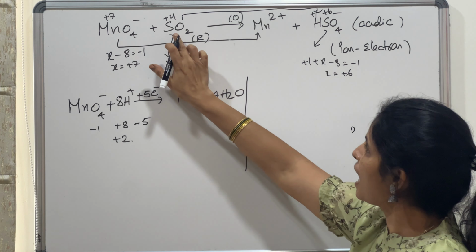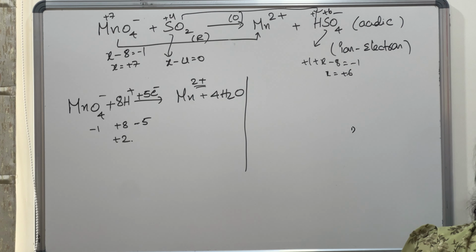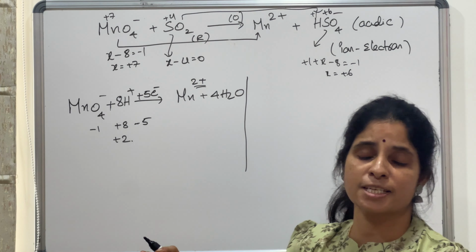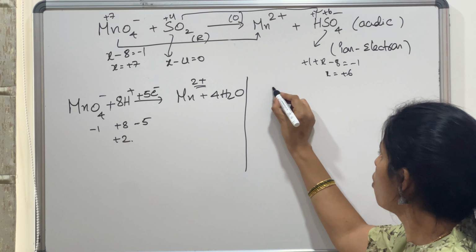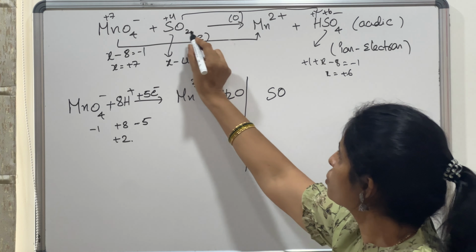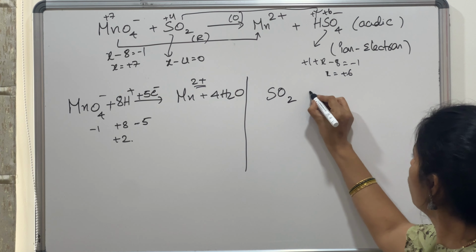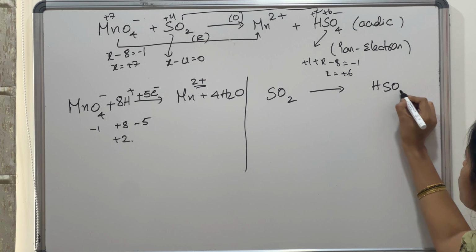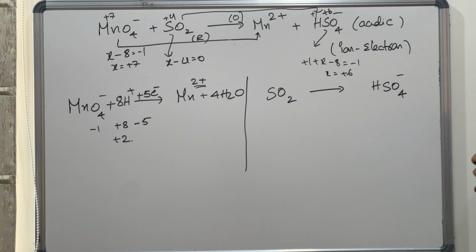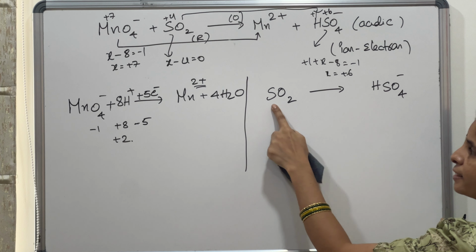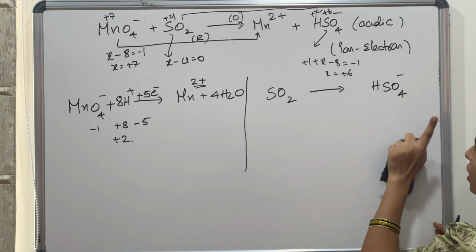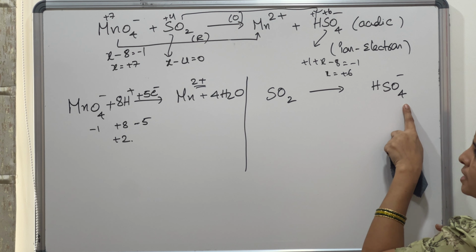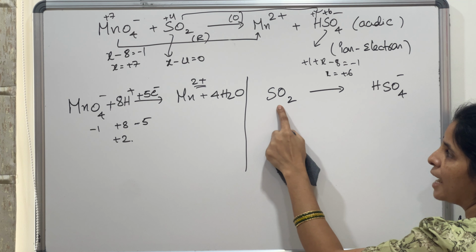Now come to the other side, which is undergoing oxidation. Here you follow the same procedure for this half reaction. So here SO2 will be undergoing oxidation to HSO4 minus. How many S are there? 1 S this side. And how many oxygens? 2 oxygens this side, 4 oxygens this side. So you need to balance this side.